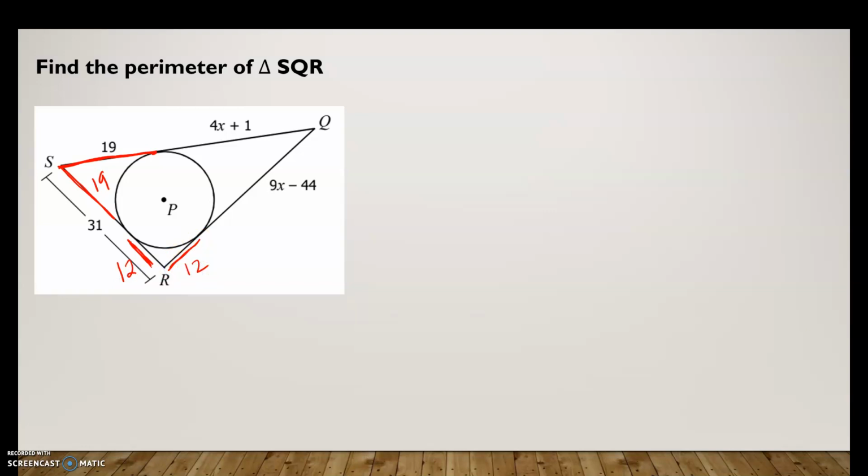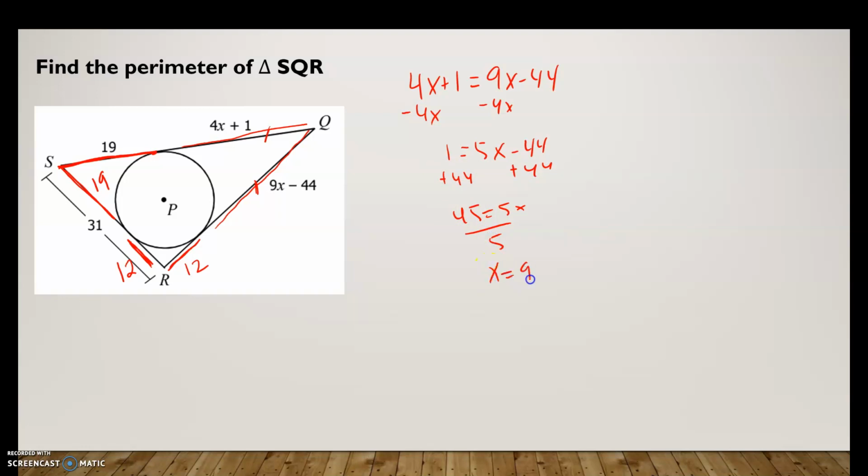So I have those two sides, those two parts, 19, 19, 12, and 12. I have to figure out this length here. But again, since they're going out to the same thing, I know they're congruent to each other. So I'm going to set this up as 4x plus 1 equal to 9x minus 44. Subtracting 4x from both sides, 1 is equal to 5x minus 44. Add 44 to both sides. 45 is equal to 5x, which means x is equal to 9.